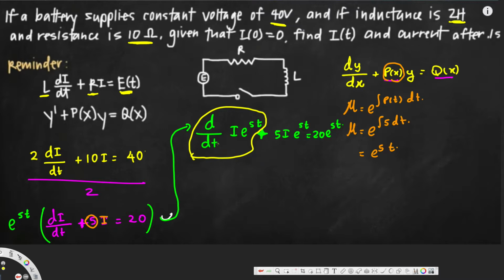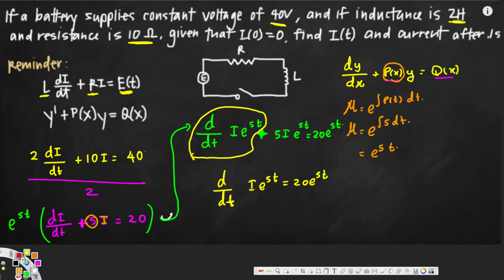Now since this is equal to the whole thing, we can just directly equate this one to, that's going to be by chain rule. Like when you differentiate, you will get this one by chain rule. Now d by dt of I e power 5t is going to be equal to 20 e power 5t. Okay, now the next thing is we have to integrate both sides with respect to t.